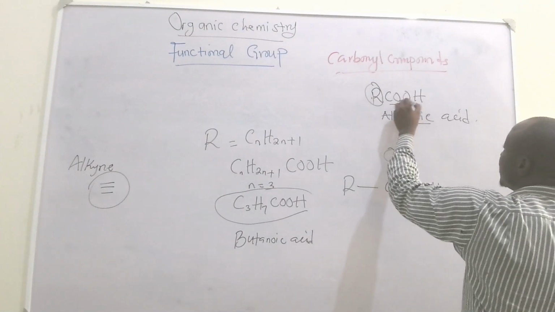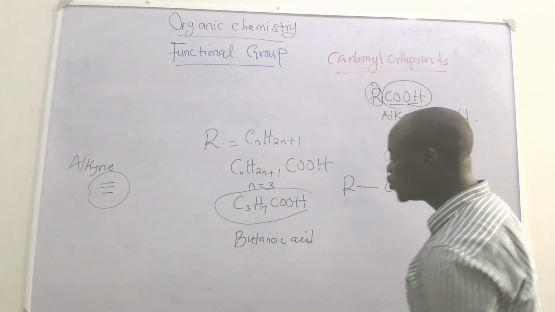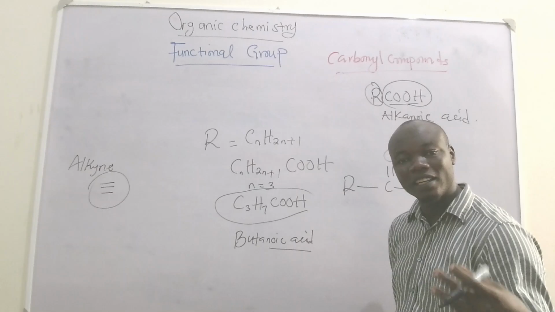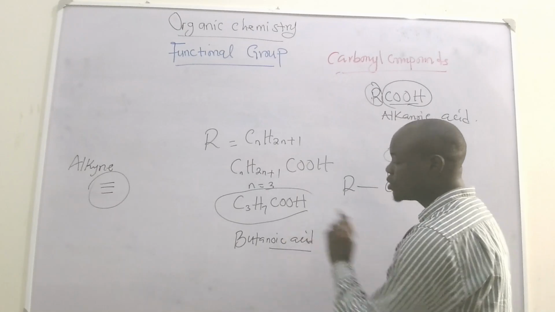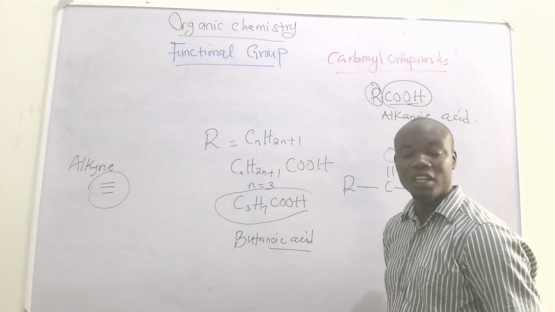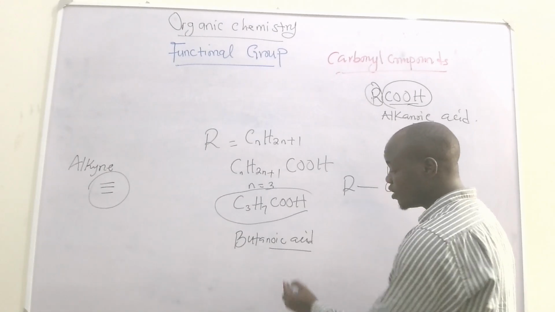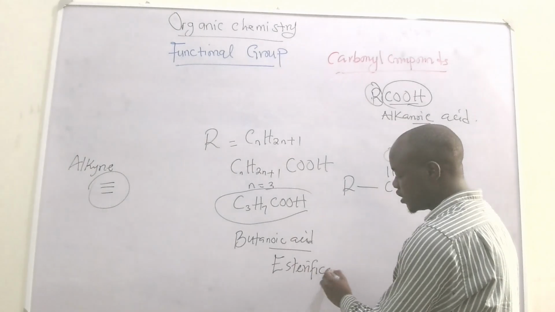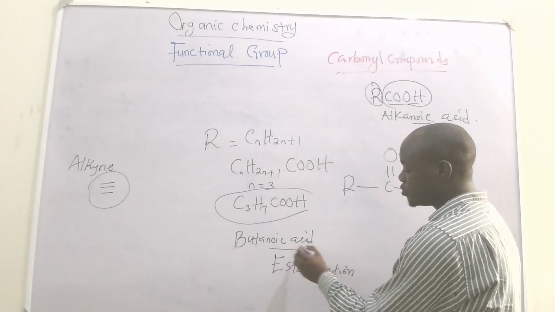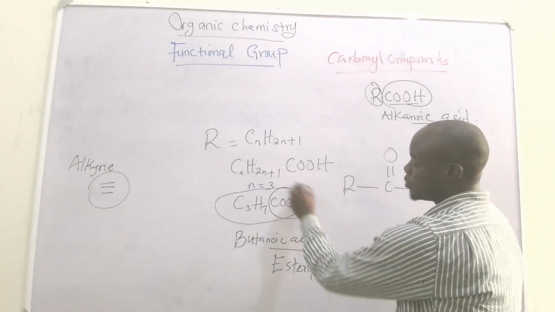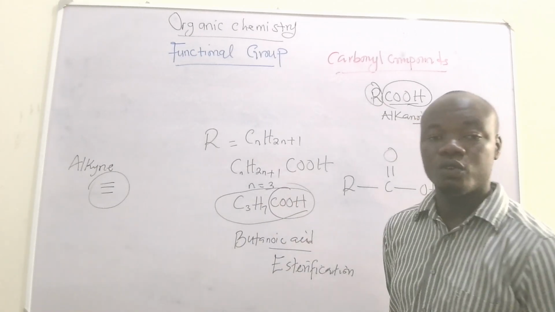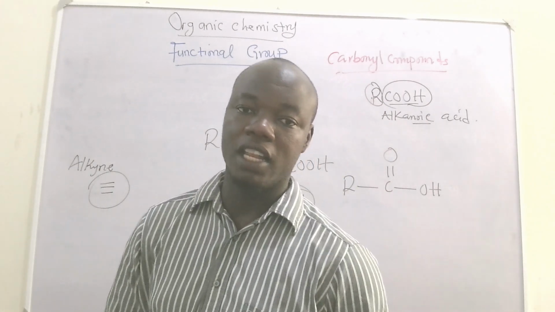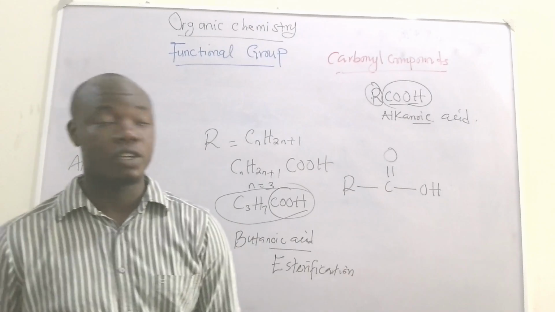So the COO here is also a functional group. Because this one is an acid, it can go on to a specific type of reaction, and it's because of this functional group COO. That is why alkanoic acid can undergo an esterification reaction, because of the presence of this functional group COO. As I said, the functional group is what actually determines the chemical and the physical properties of an organic compound.